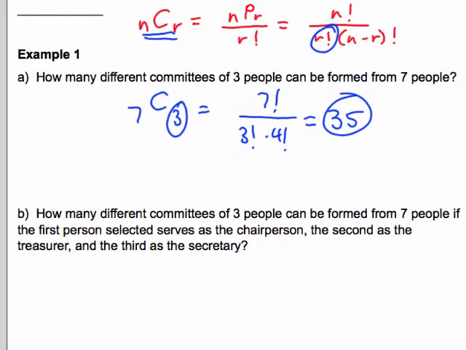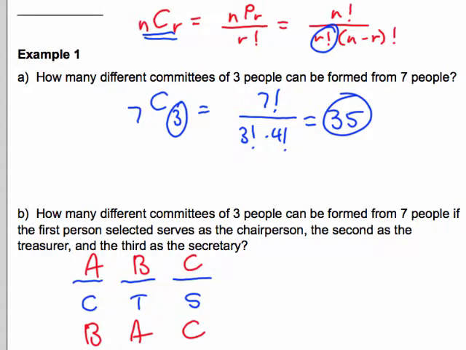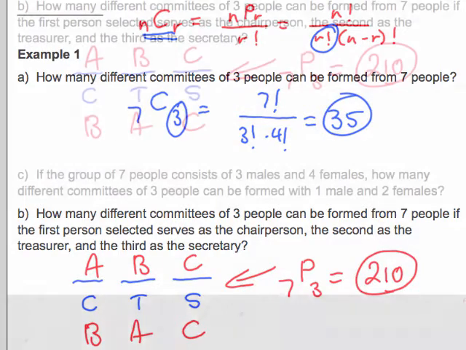However, if the question had been picking 3 people from 7, and the first person is going to occupy the chair of chairperson, the second person is going to be the treasurer, and the third person is going to be the secretary, then picking persons ABC is different than picking persons BAC. In other words, the order in this situation does matter. So that would be 7 pick 3, and you can work that out, 210 different committees.